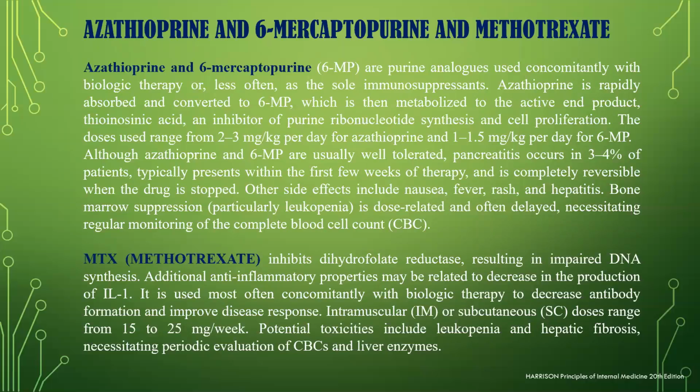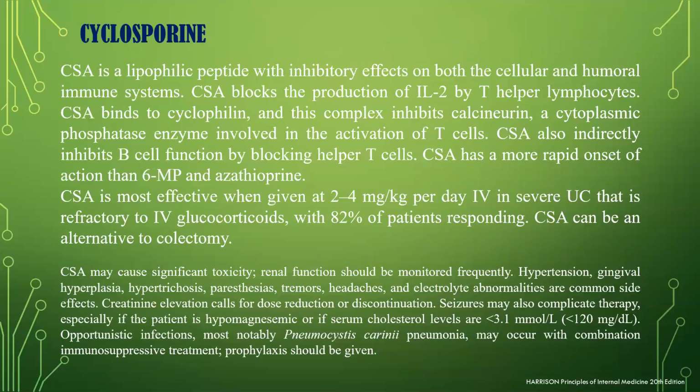Potential toxicities include leukopenia and hepatic fibrosis, necessitating periodic evaluation of CBC and liver enzymes. Cyclosporine is a lipophilic peptide with inhibitory effects on both the cellular and humoral immune system. It blocks the production of interleukin-2 by T helper lymphocytes.